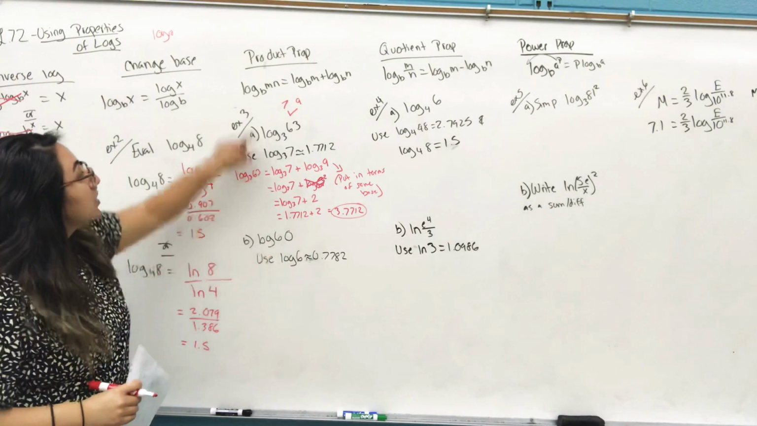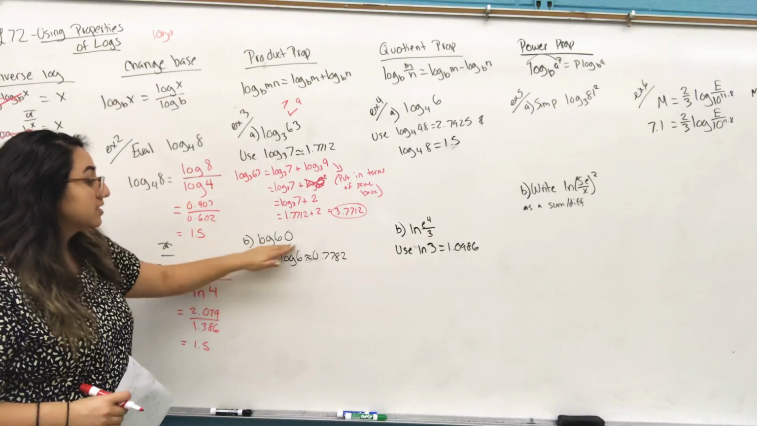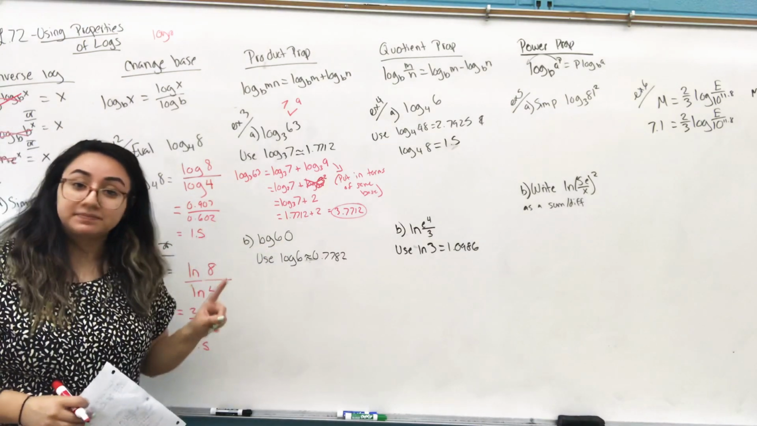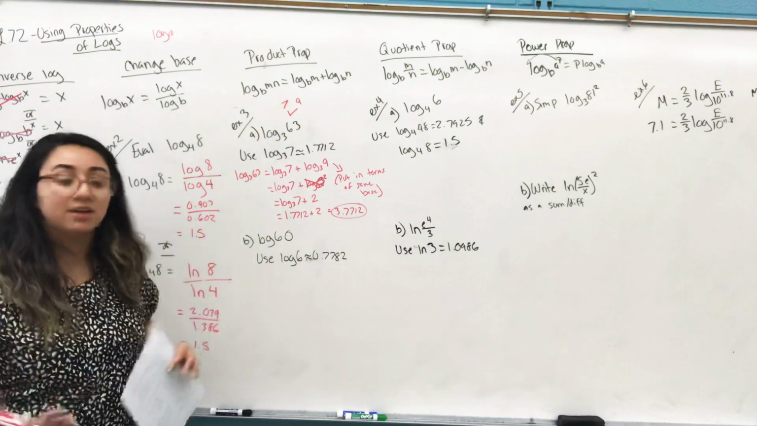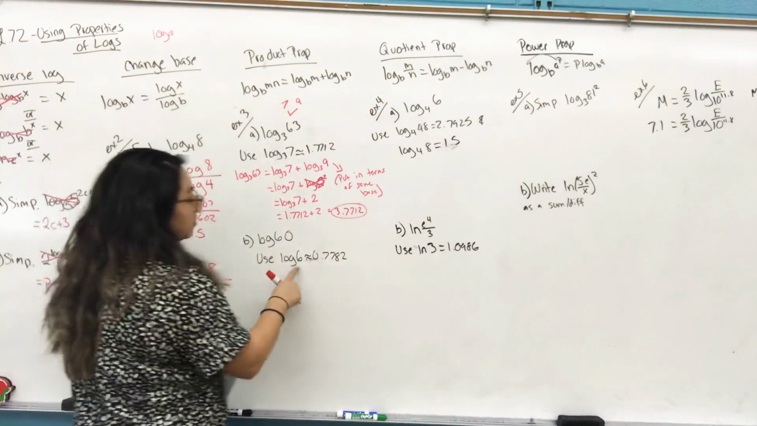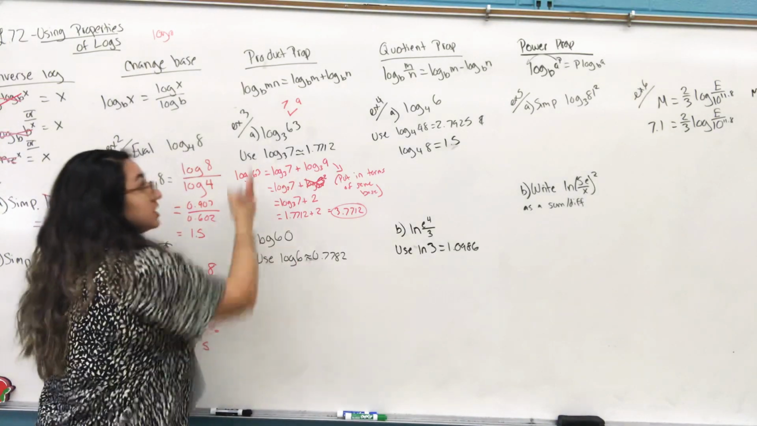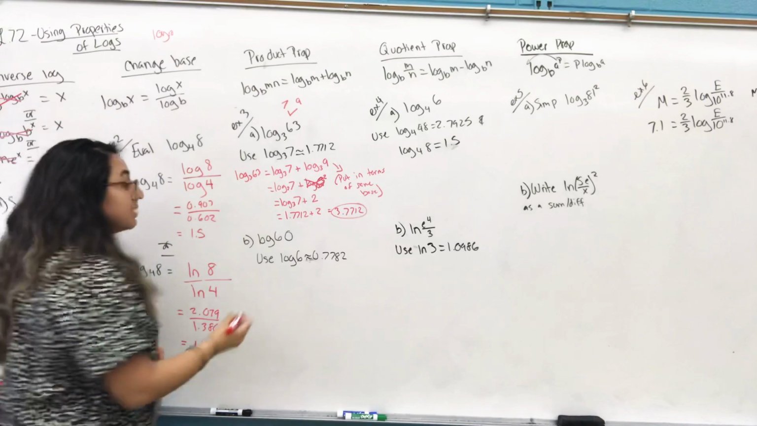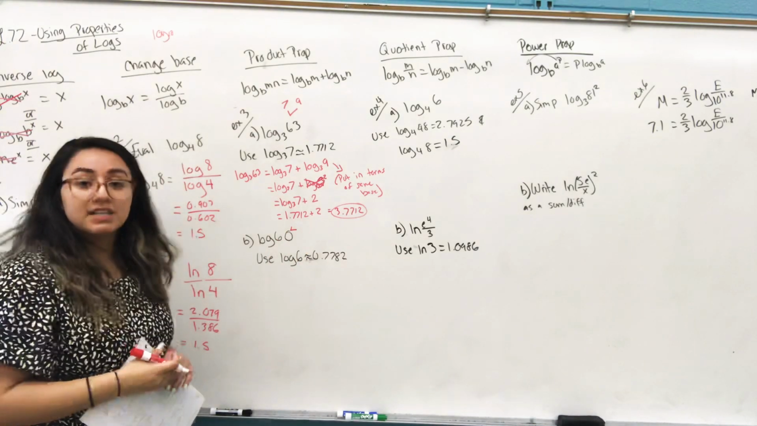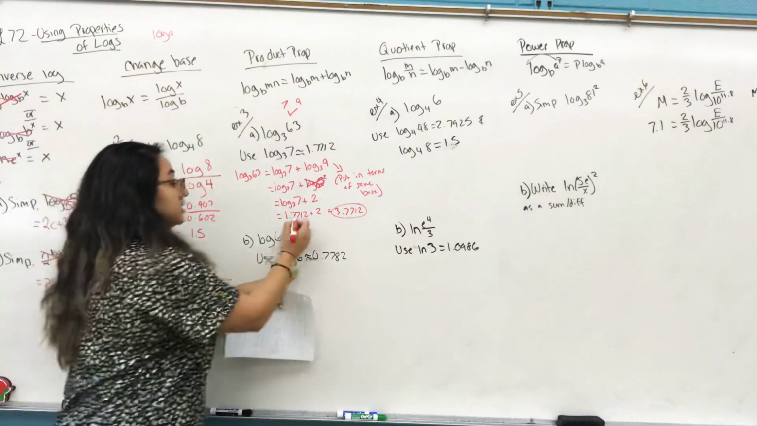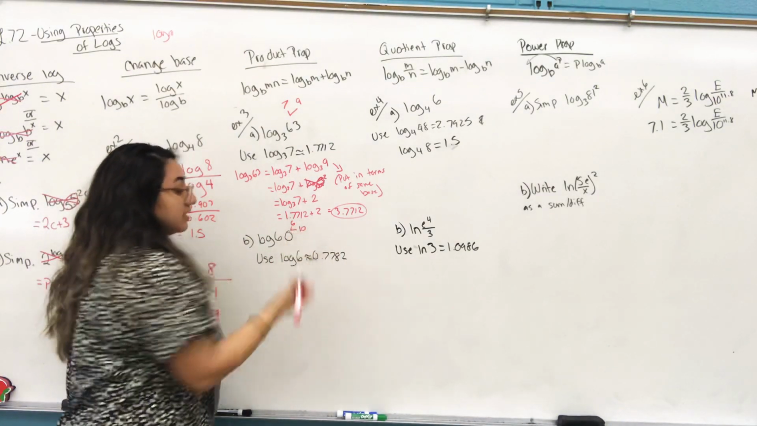B. So we're dealing with the product property. Log, or log 60, the base is 10. If it doesn't show you a base, the base is always 10. That's considered the common log. So here it says use log of 6 is equal to this. So we're dealing with the product property. That means we're looking for two factors of 60. They already gave us one. They want us to use 6. So 6 times what gives you 60? And that would be 10.